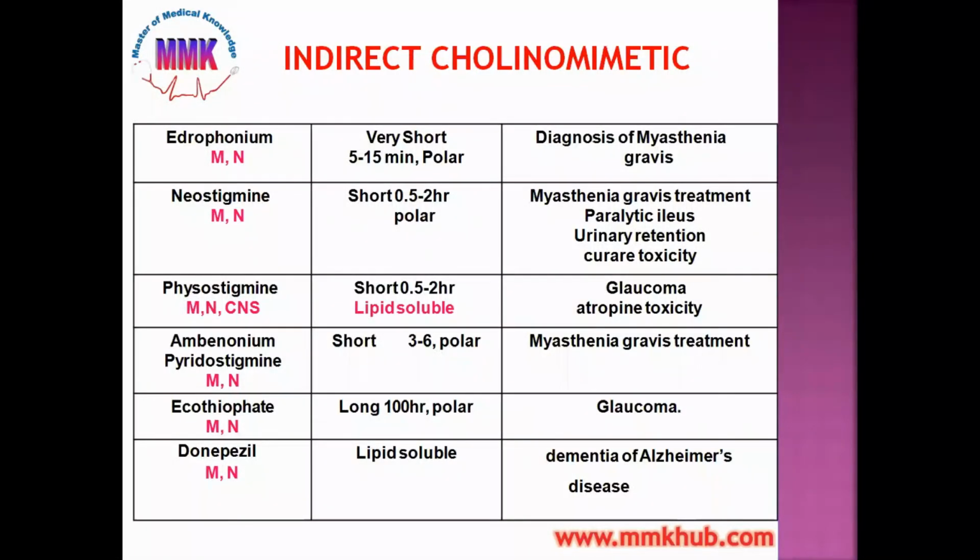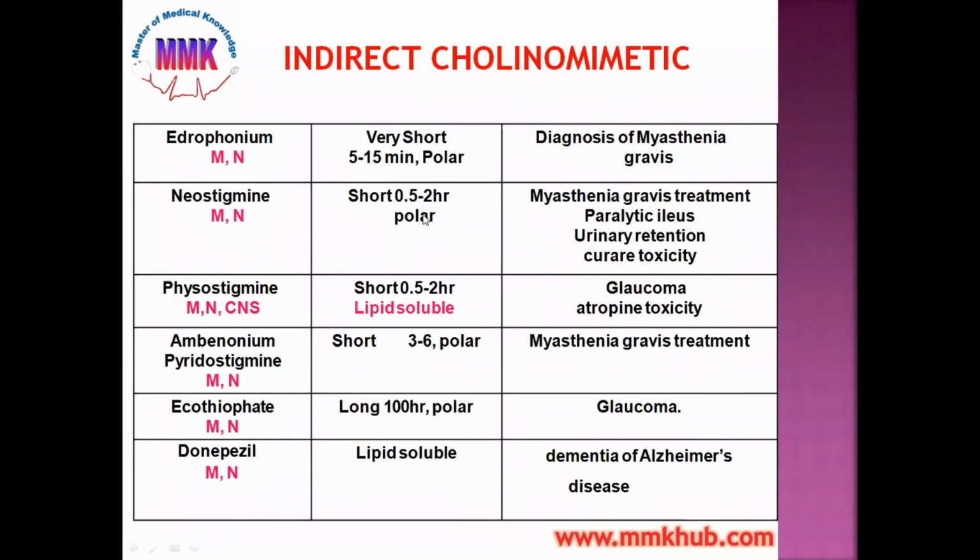Now, the important indirect cholinomimetics are edrophonium, neostigmine, physostigmine, ambenonium, pyridostigmine, ecothiophate, and donepezil. Edrophonium, as I've told you before, is very short acting, with a duration of action of only 5 to 15 minutes. That's why we use it for the diagnosis of myasthenia gravis. We inject it into a patient, and if the patient with myasthenia gravis starts moving their limbs, we can diagnose myasthenia gravis because it's working.